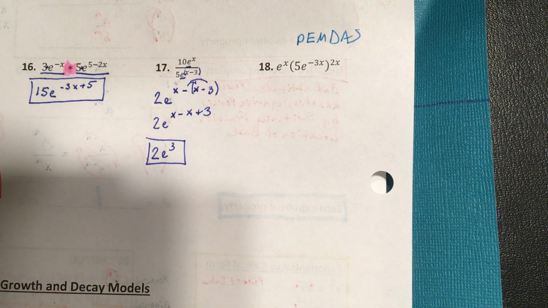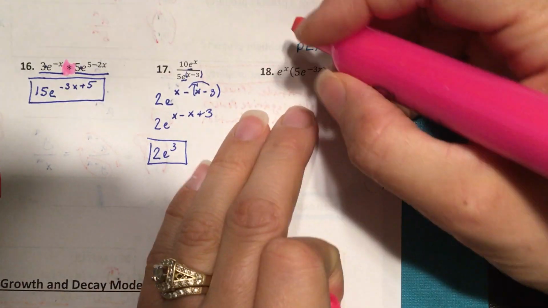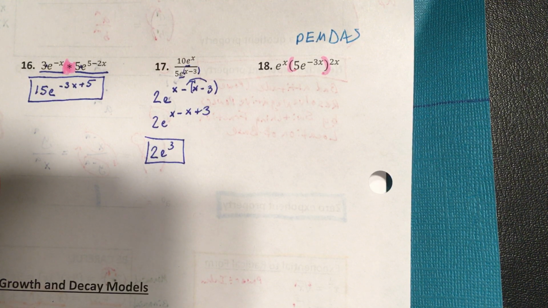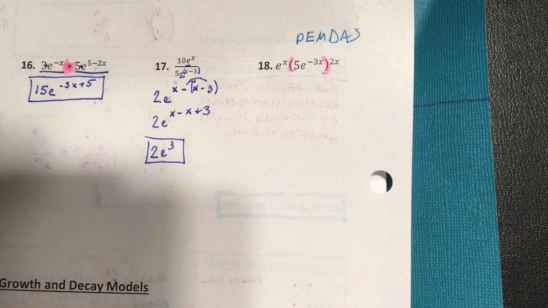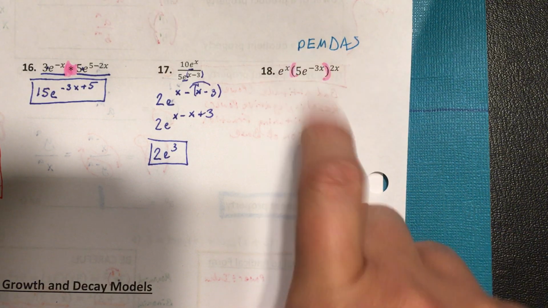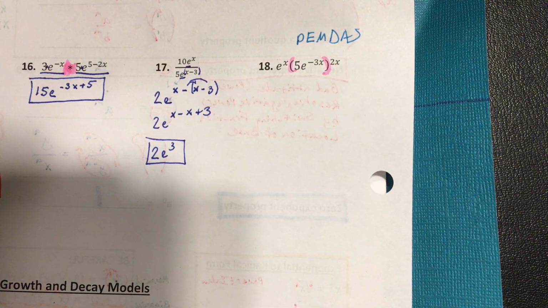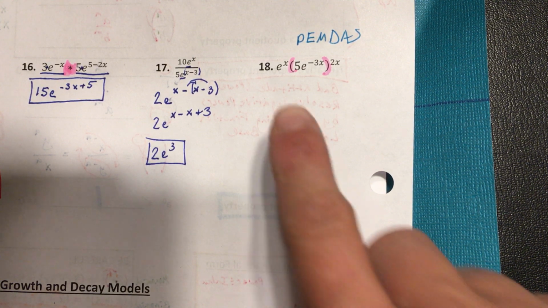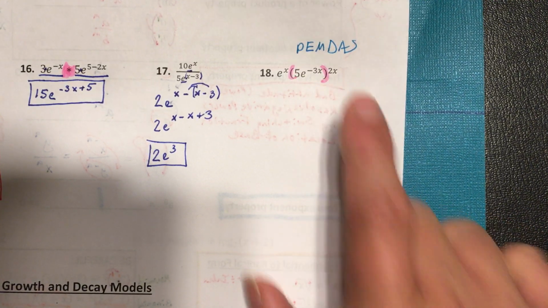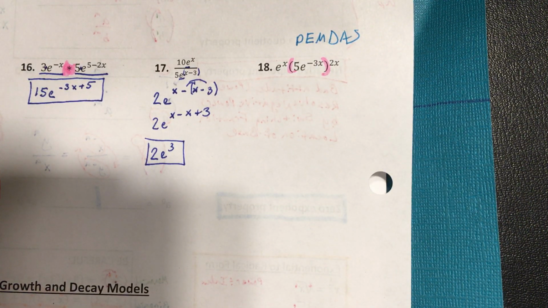So, do I have parentheses? Sure do. But if I look inside those parentheses, can I simplify 5e to the negative 3x at all? That is a no. So what I'm going to do is move to my next part of PEMDAS, which is the exponent part. So looking at my exponents, I'm looking at my power rules. If I've got 5 times e to the negative 3x powered up to the 2x, we are powering up, which means we are going to multiply those exponents.